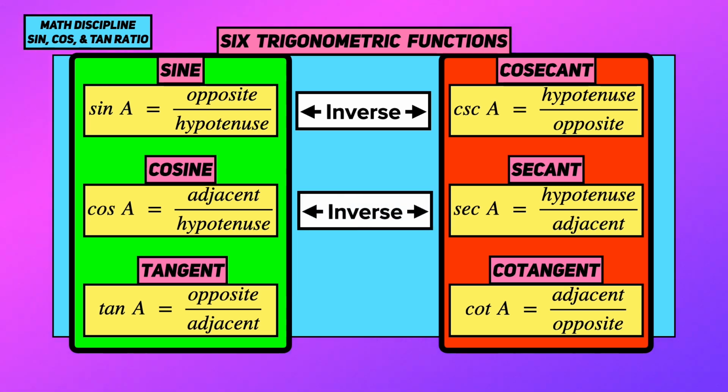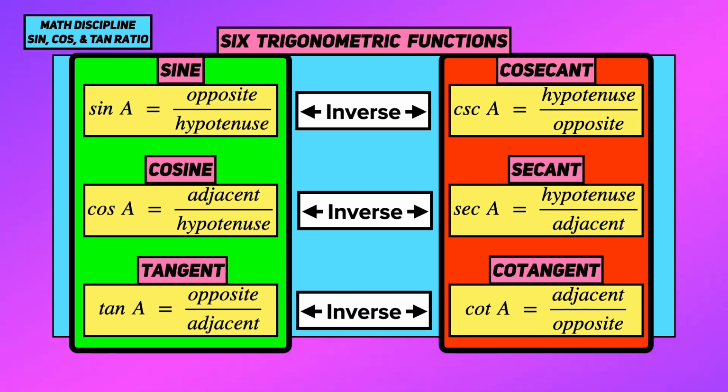Secant is the inverse of cosine. Cosine is the adjacent side divided by the hypotenuse. Secant is the same thing flipped upside down. The hypotenuse is divided by the adjacent side. Cotangent is the inverse of tangent. Tangent is the opposite side divided by the adjacent side. Cotangent is the adjacent side divided by the opposite side.